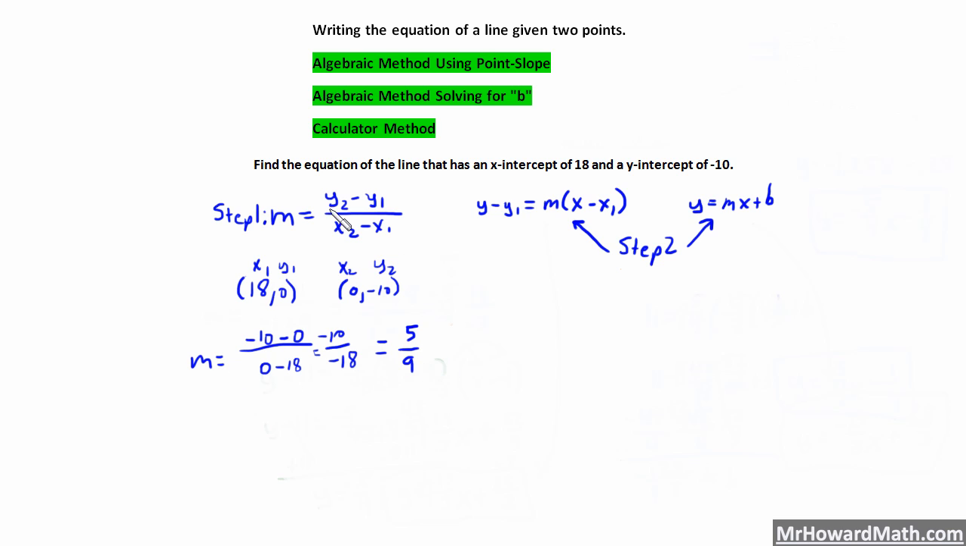So that's our step 1. Now we're going to use step 2. We'll use both methods. First the point slope, then we'll use y equals mx plus b and solve for b. So let's do that.